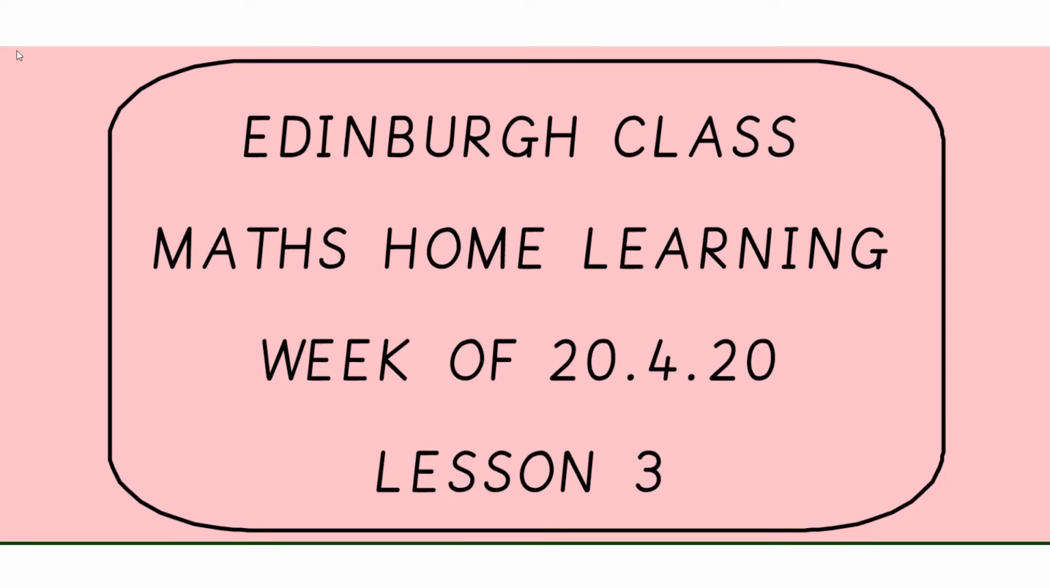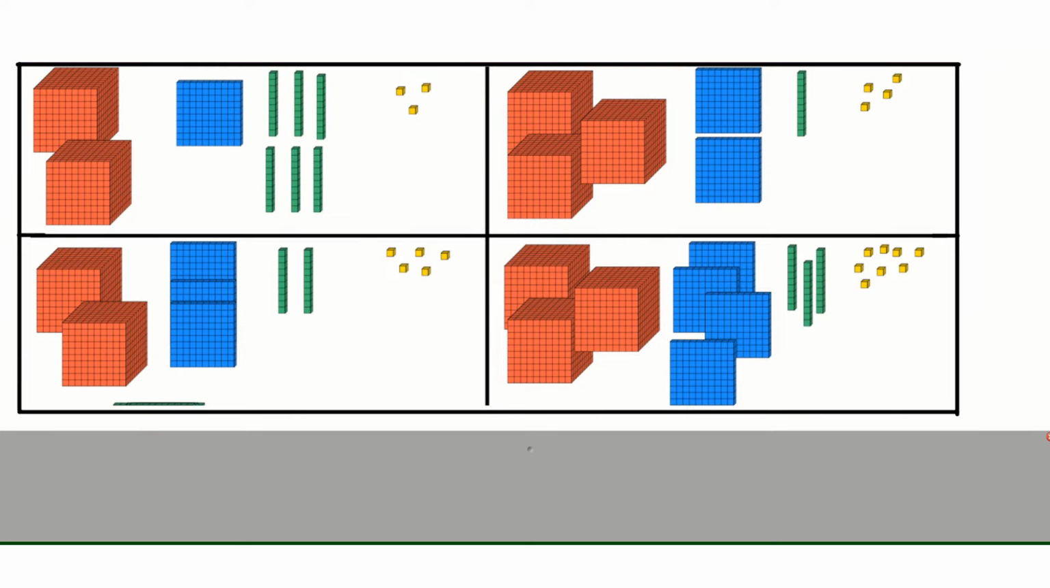Today we're going to have a think about ordering numbers. So here I've got 4 different numbers made from the base 10. Pause the video while you have a think what each of these numbers is.